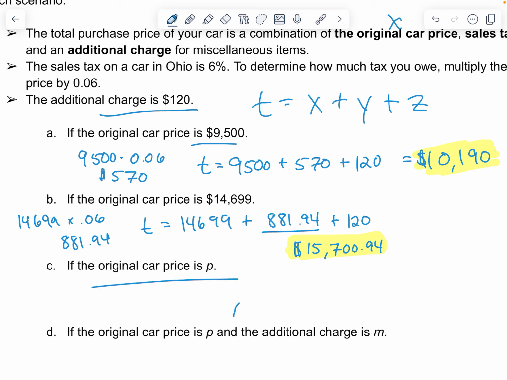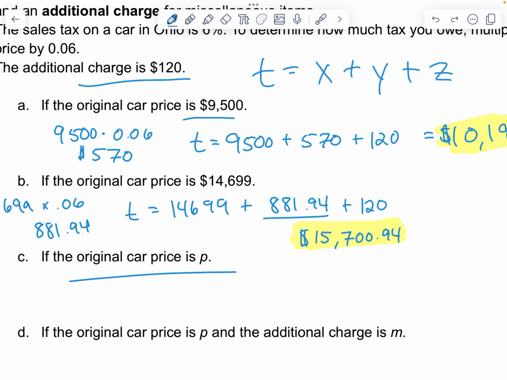What if the original car price is P? Well, how could we solve that? We don't have this number anymore, and we don't know what this is, but we know how to calculate it. So let's say the original car price is P. We're going to change that for the first letter instead of X. Then how do we find the sales tax? Well, we take the original price and multiply it by 0.06. So we're plugging that in. And then lastly, we have our additional charge, which is 120.